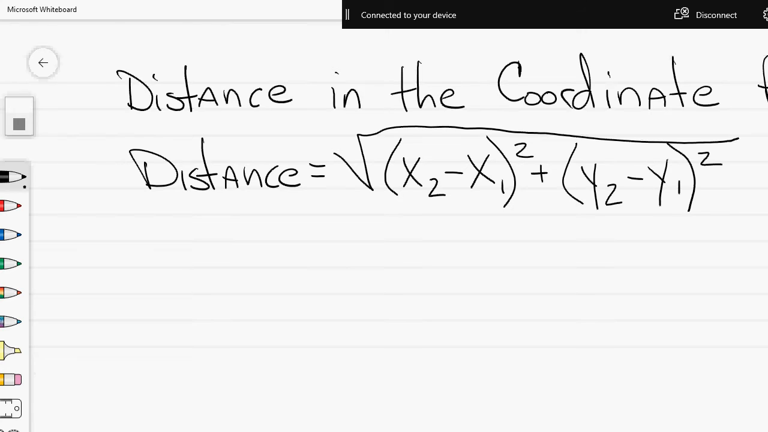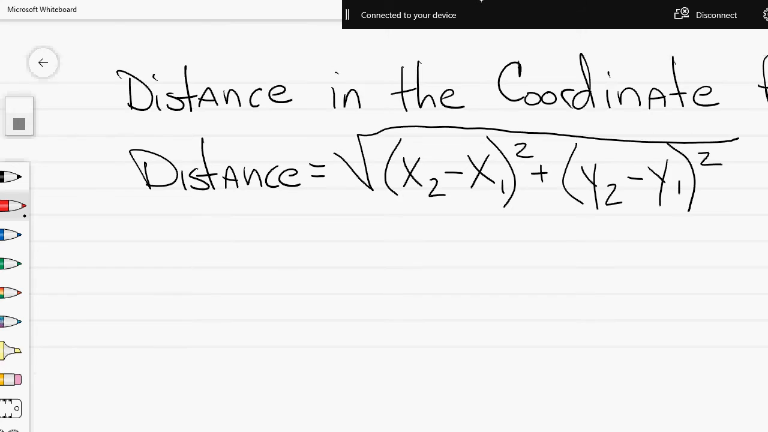Now here's where those numbers come from. Your x sub 2 and your x sub 1, those are the x values at your 2 points. Okay? Your y sub 2 and your y sub 1 are your y values at both points. And here's what I'd like you to do when you're finding the distance in the coordinate plane. Whether you're given the picture on a coordinate plane or you're just given the 2 points with their coordinates, not on the coordinate plane, just label the coordinates.